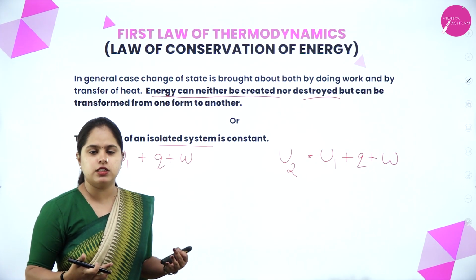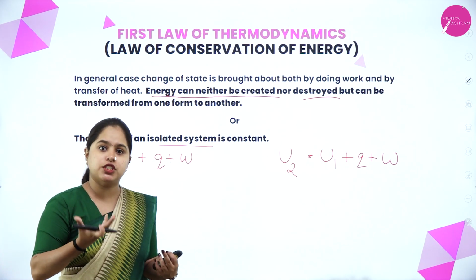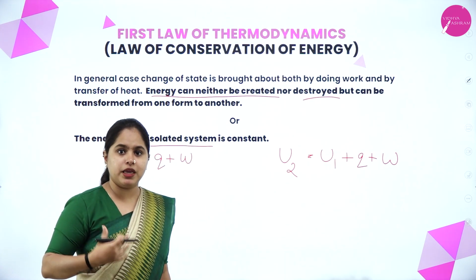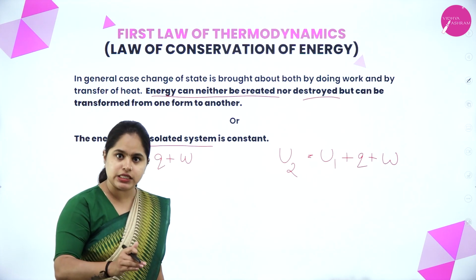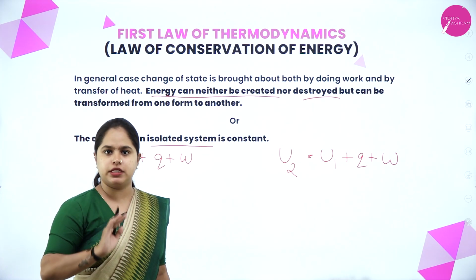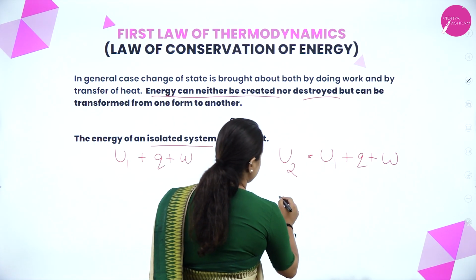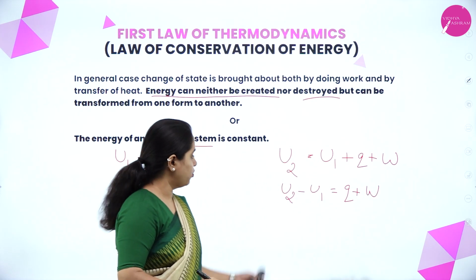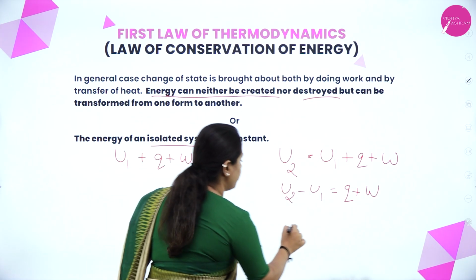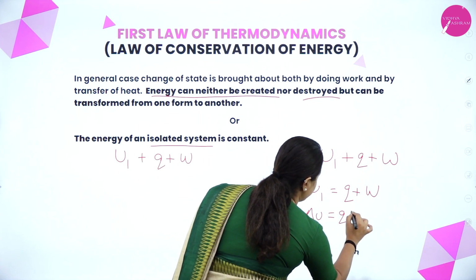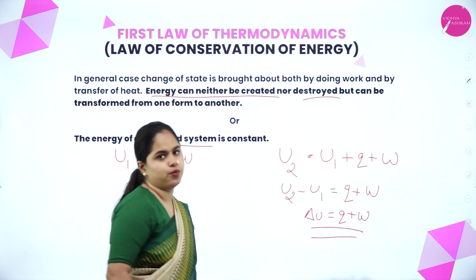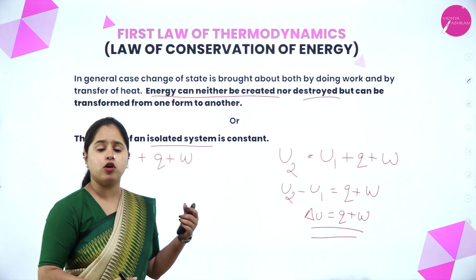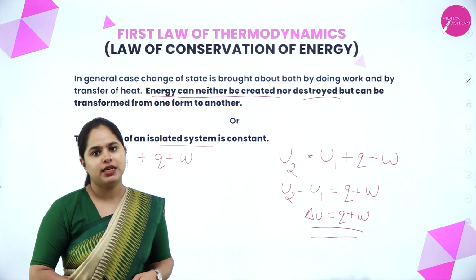As I said, internal energy is the sum of all the energies which a system possesses. So the final internal energy will be equal to the initial internal energy plus the heat and the work that is being supplied or released by the system. If I take U1 to this side, it becomes U2 minus U1 is equal to Q plus W. And what is U2 minus U1? The change in internal energy, which we represent as delta U. Delta U is equal to Q plus W. So this is the mathematical expression for the first law of thermodynamics, also called the law of conservation of energy. I hope it is clear.